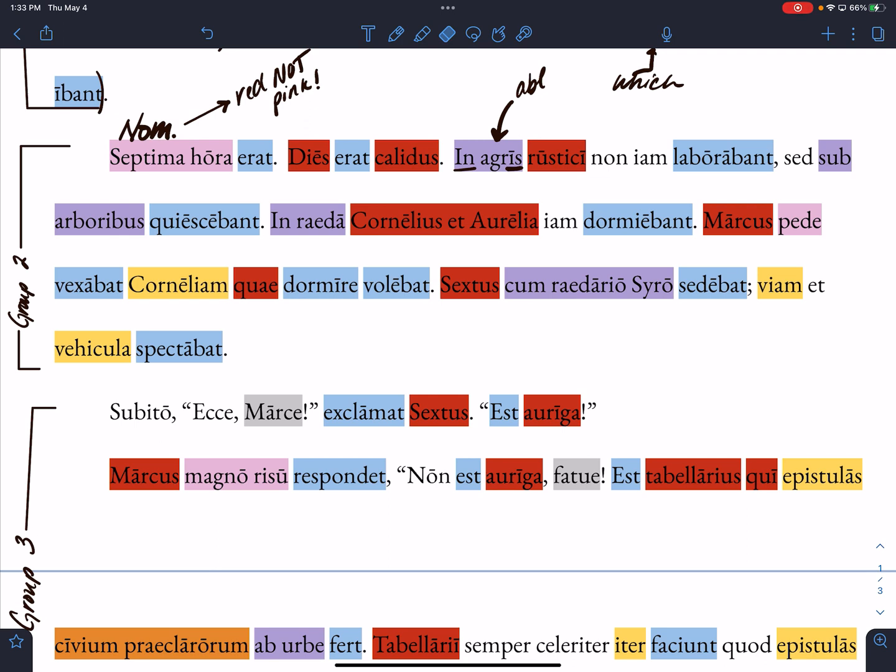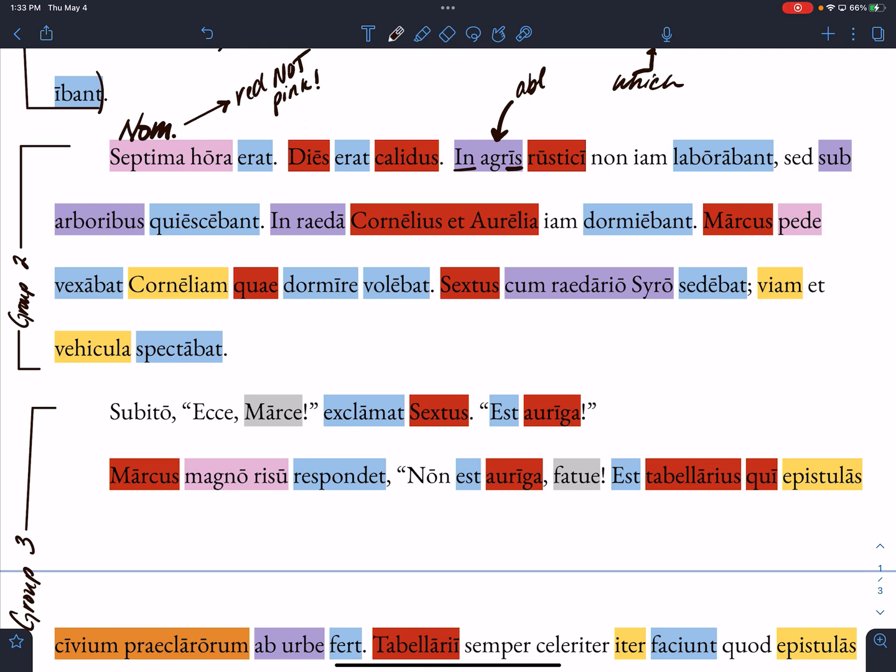Group 2, you want to take turns translating for us? Nice and slow, nice and loud. When you wrote it is the 7th hour, it is or it was? It is. Okay. If it was it is, it would be est, but it is erat. What tense is erat? It's imperfect. Okay, so it was the 7th hour. Okay, keep going. Yeah, it was a hot day.